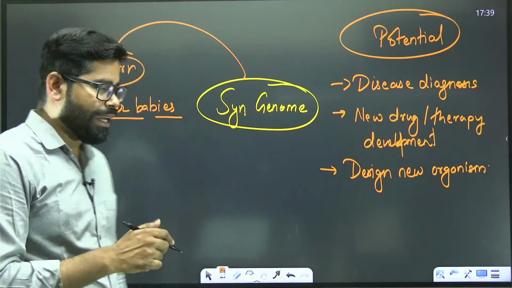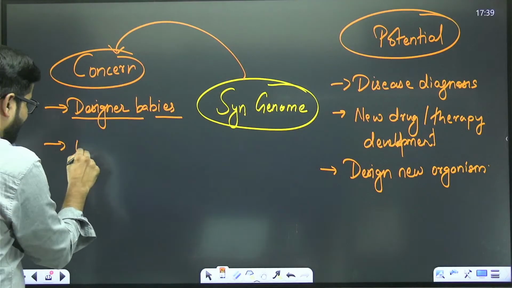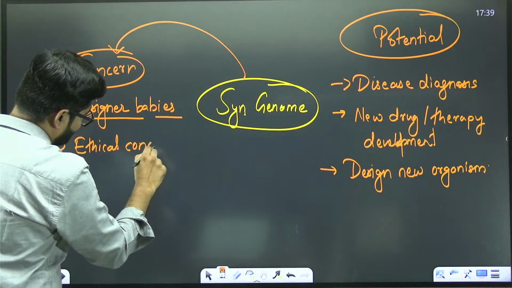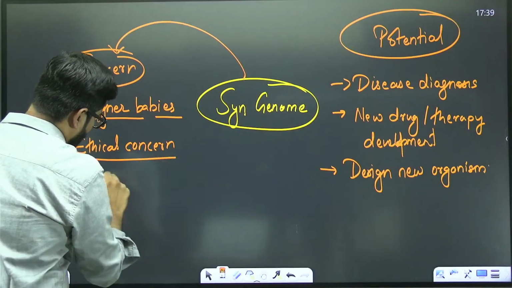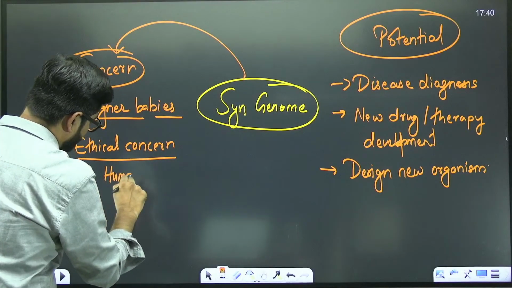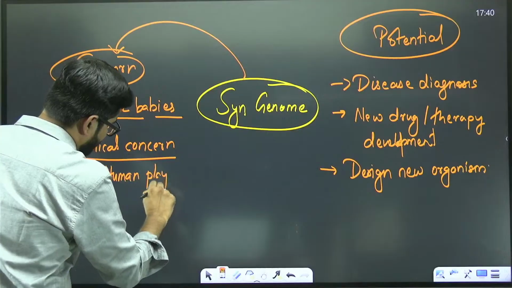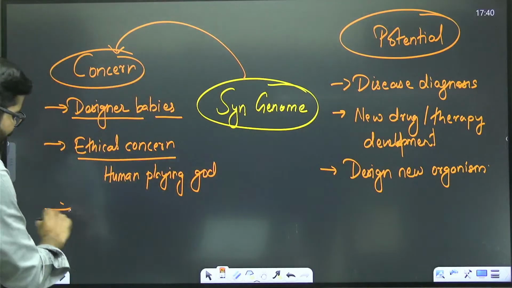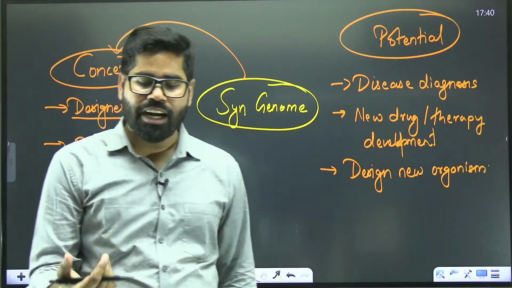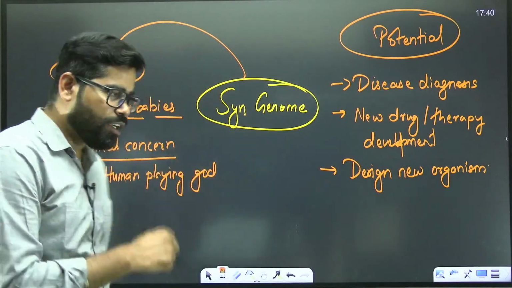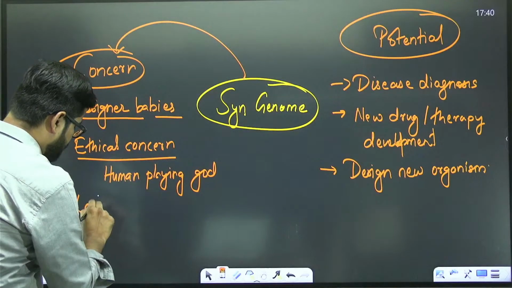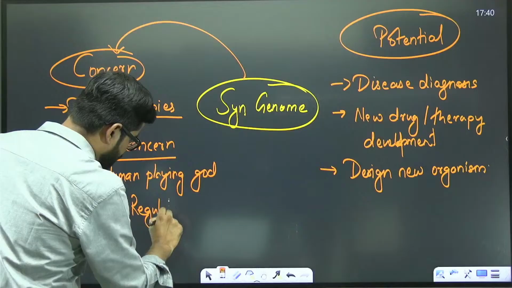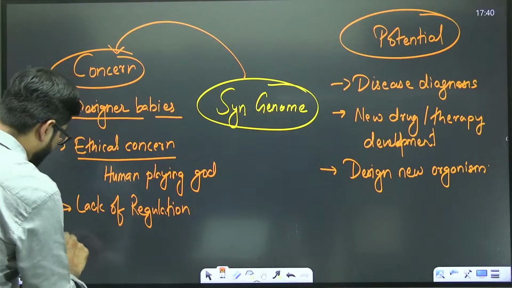Then there is one part, ethical concern. Human playing God. People can start playing God. Lack of regulation. Plus environmental risk.